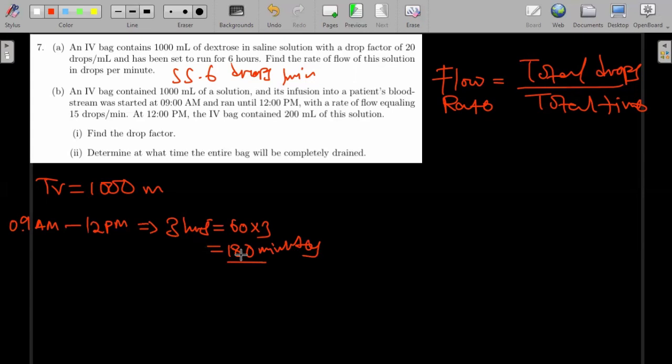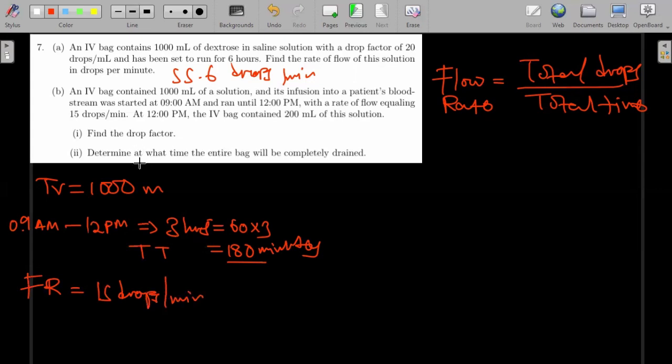Okay, so this is my total time. We can say this is my total time. Total volume is there. And then here they've given us the flow rate. They're saying the flow rate equals 15 drops per minute. Okay, my flow rate is 15 drops per minute.